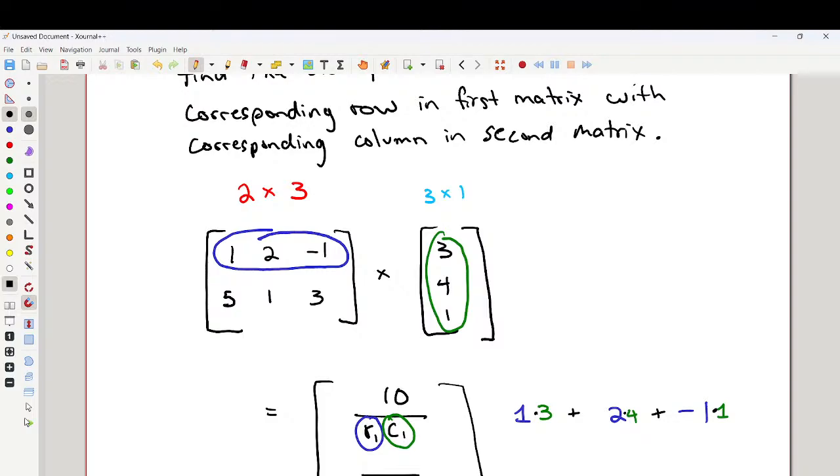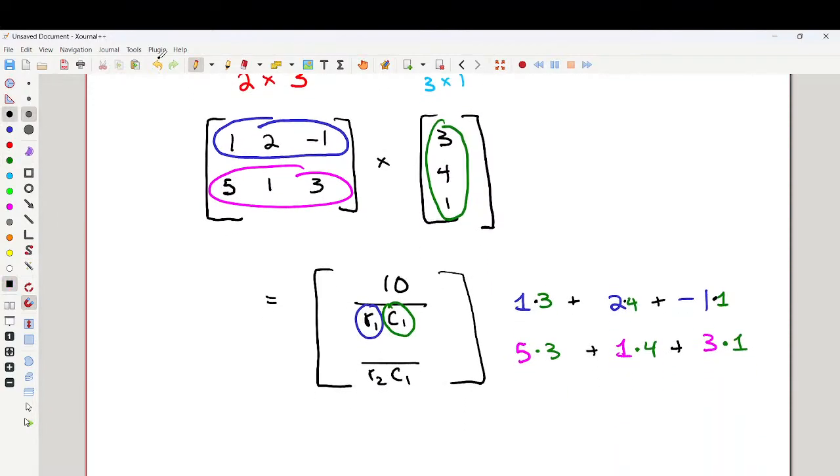Yes. Now 5, 1, 3 times 3, 4, 1. 15 and 4 is 19, and 3 more would be 22. So that it's nice and clean.